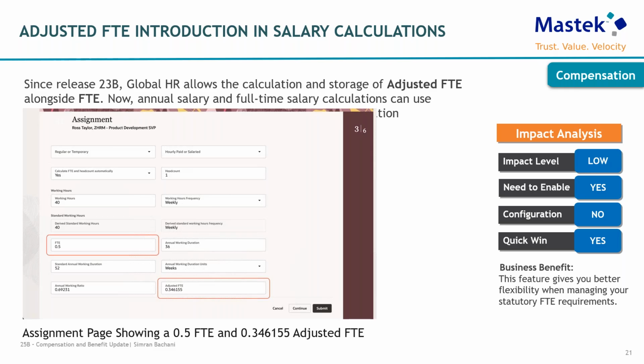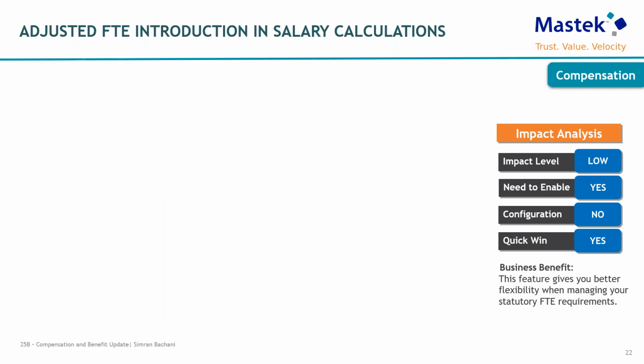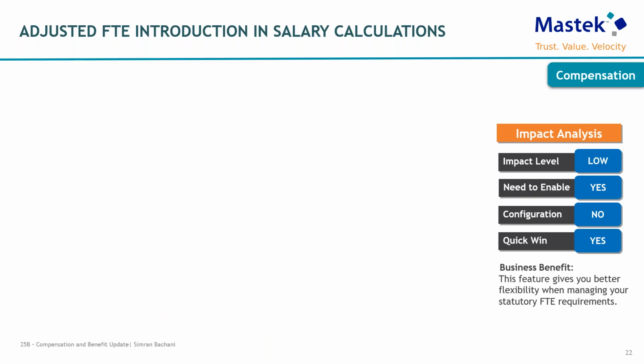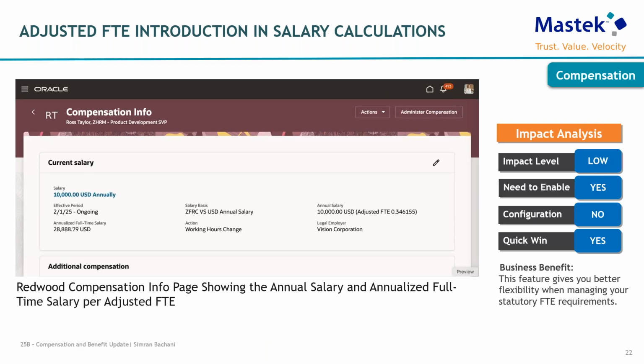Here you can see on the screen the screenshot with assignment page showing a 0.5 FTE and 0.346155 adjusted FTE. There are a few more screenshots supporting this feature. Here you can see on the screen the Redwood compensation info page showing the annual salary and the annualized full-time salary per adjusted FTE.